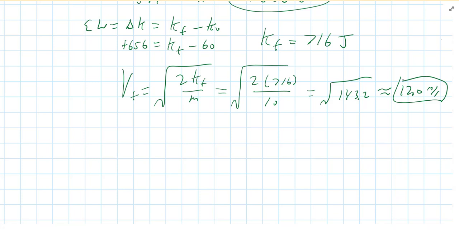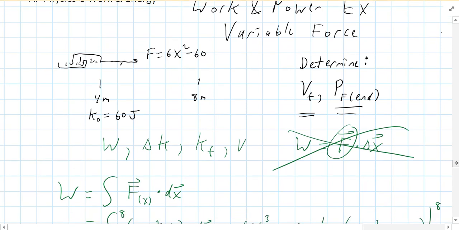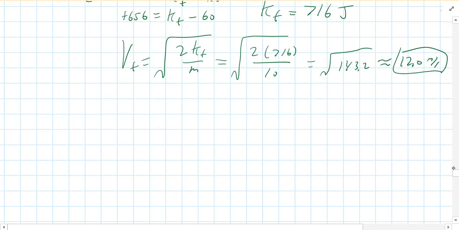All right, so we have solved for the final velocity of the book bag. Now, the second thing I asked you for was what's the power being delivered by that force at the end of the motion. I'm asking for one specific spot in the motion, therefore we're looking for instantaneous power. Now, there's two versions of this: force dot velocity or dW/dt. Well, I don't have work as a function of time, so I can't use this. So I have to use force times velocity.